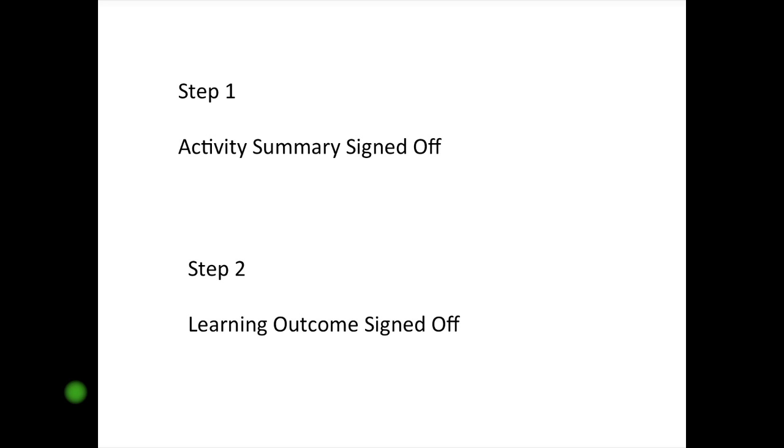For registrars to sign off a learning outcome, they have to go through 2 steps. In the first step, they must get an activity summary signed off, to which they have triangulated the learning outcome and some evidence to support it. Once the activity supervisor, who may or may not be the educational supervisor, has signed off the activity, in step 2, the learning outcomes are freed up for the registrar to submit individually for learning outcome achievement.